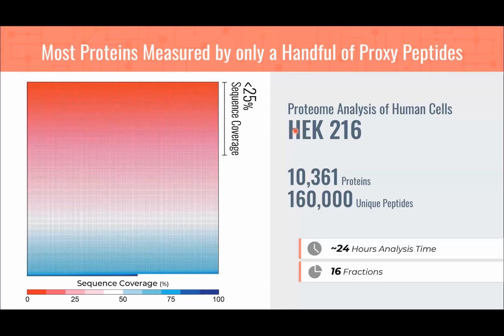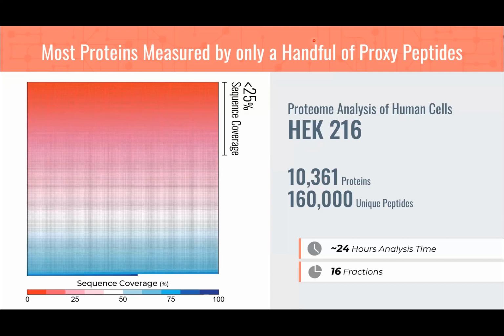So basically, as I taught you in the beginning, when we do proteomics, we typically measure the presence or absence of a protein with only a handful of proxy peptides. So if you take a human cell line and you do digestion of that, and you spend 10 to 24 hours analysis on the mass spectrometer, you can identify well over 10,000 proteins.